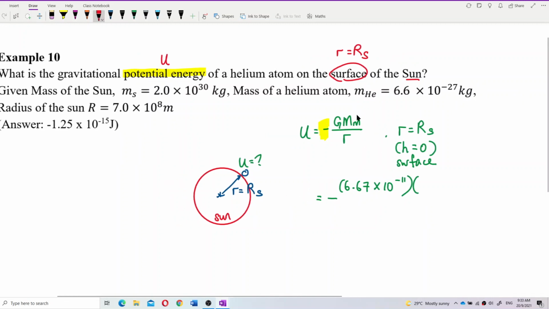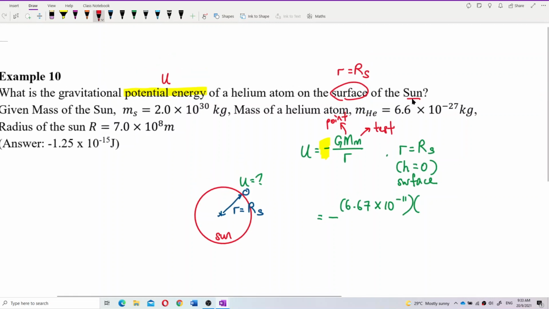Remember, one of these masses is a point mass, and the other is the test mass. Right now the point mass is the sun, because the sun is the provider of the gravitational field. The helium atom is the test mass. So this is the big M, and this is the small m.